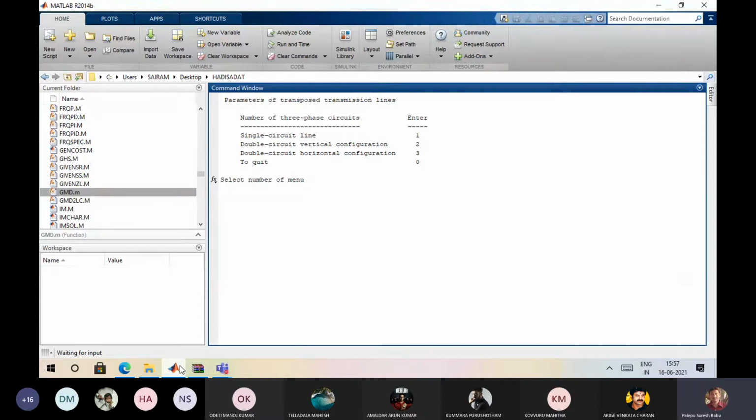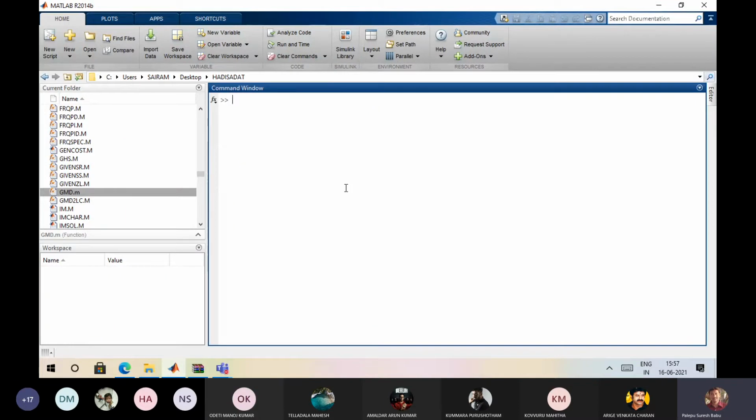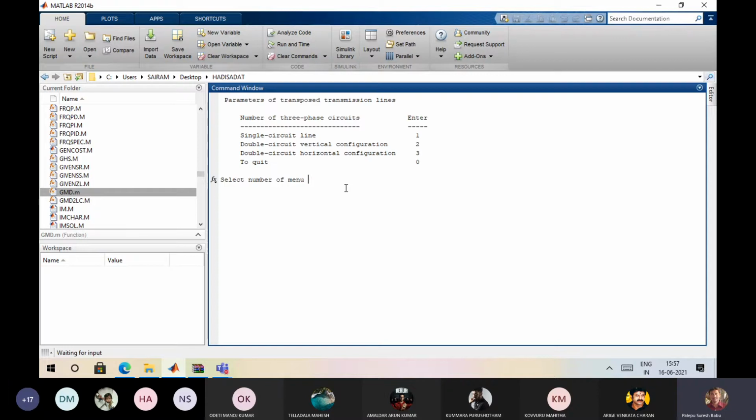Simply, you have to use this program, gmd dot m. It should be present in the current folder. If it is present in the current folder and you type gmd in the command window, it will come. So like this, you can perform the calculation of the GMD for a single circuit line, a double circuit vertical configured line, or a double circuit horizontal configuration.